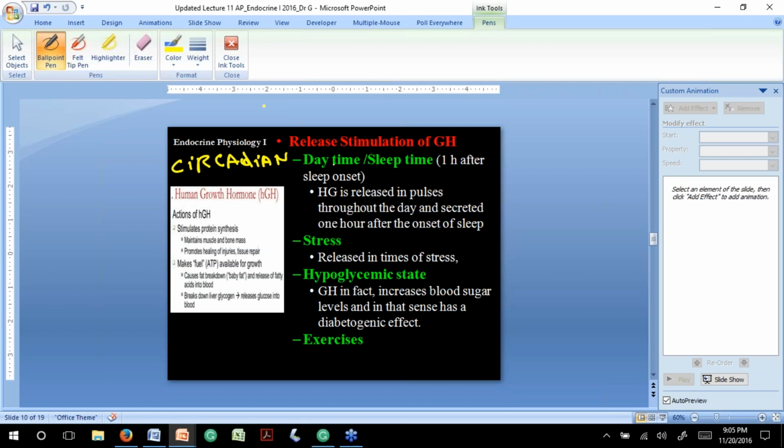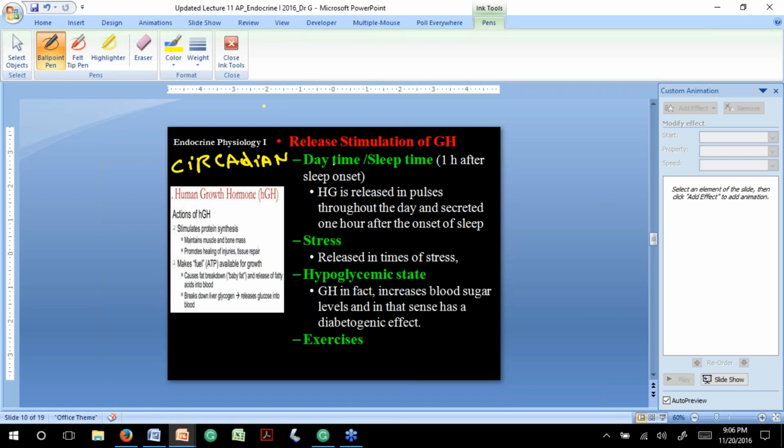For example, the growth hormone is going to peak one hour after the sleep onset. There are going to be pulses through the day, secreted one hour after onset of the sleep. So that is where it's going to be higher. My grandmama was saying, we grow while we are sleeping, right? That is a classical phrase that I heard many times. So we grow when we are asleep. And that is true, because the growth hormone is secreted in greater amounts during the night.